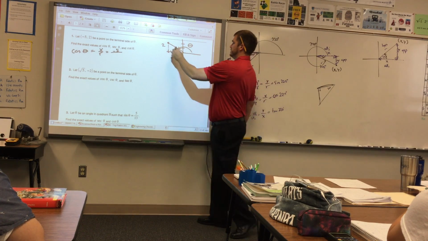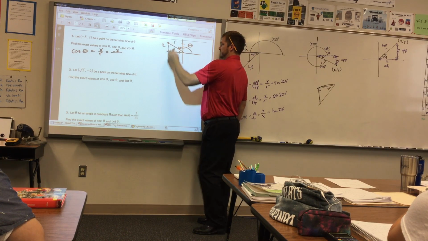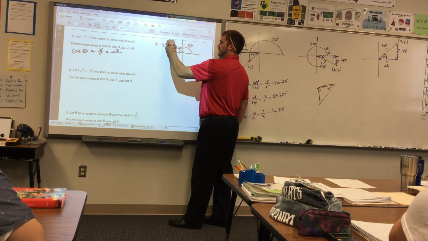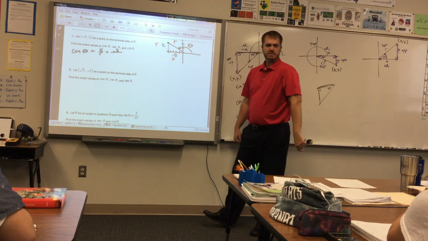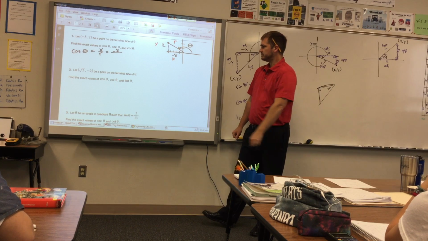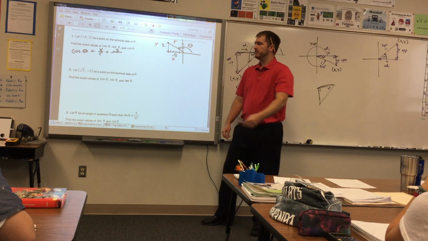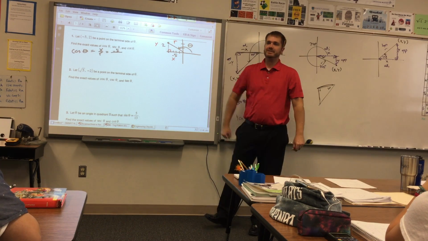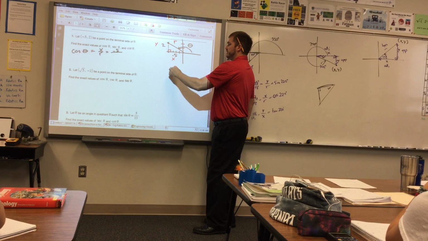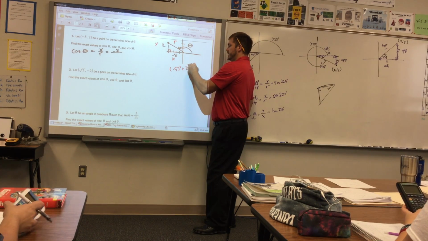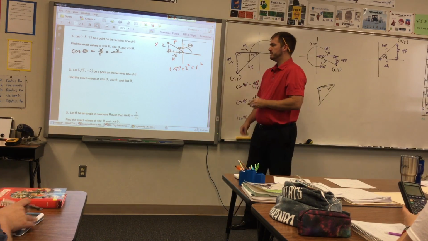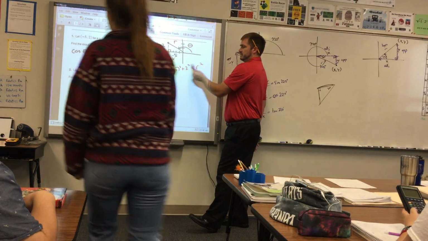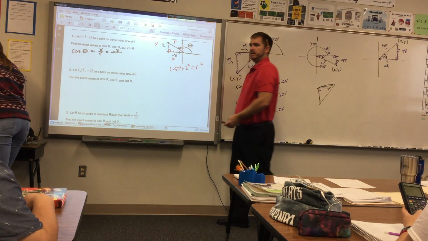R is... sometimes it's always good to label your x, label your y, and label your r, especially while you're kind of getting into these. Have to find r. Oh no. What tool are we going to use to find r? Pythagorean theorem. There we go. So -5 squared plus 2 squared equals r squared. Grab a calculator if you don't have one. 25 plus 4 is 29. r squared is 29.